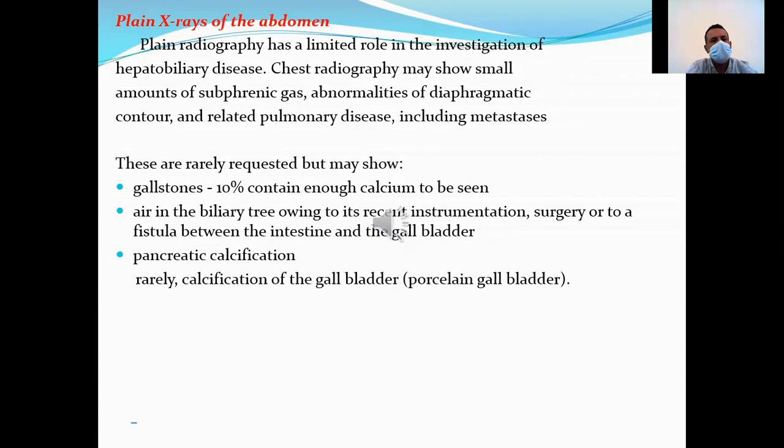Air in the biliary tree. On X-ray we can see if there's air in the biliary tree. This indicates recent instrumentation or recent surgery, or a fistula between the intestine and the gallbladder. Also, pancreatic calcification can be detected by X-ray, or rarely calcification in the gallbladder called porcelain gallbladder. This very rare disease can be detected. So plain X-rays are rarely used in hepatobiliary disease.